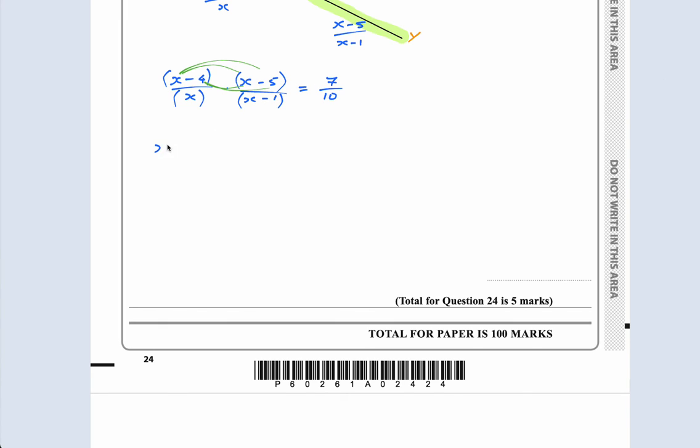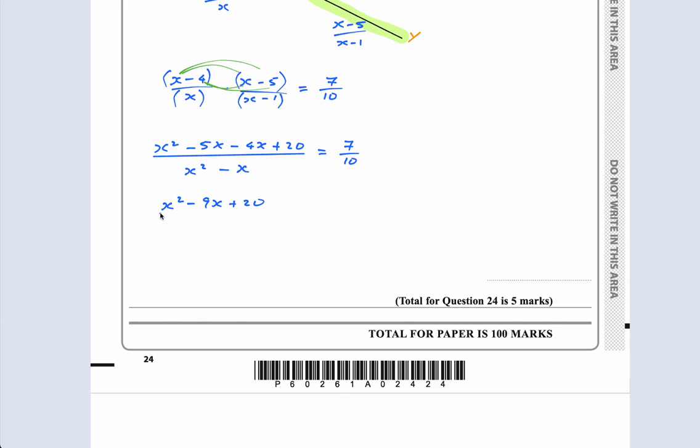X times X is X squared. X times minus 5 is minus 5X. Minus 4 times X, minus 4X. Minus 4 times minus 5 plus 20. The denominator, X times X is X squared. X times negative 1 is minus X. This has to equal 7 over 10. I'm just going to simplify the numerator, guys, here. Minus 5x minus 4x is minus 9x.